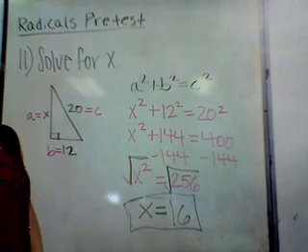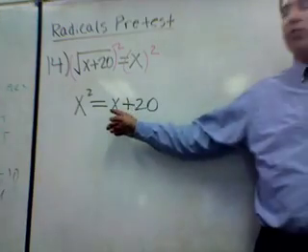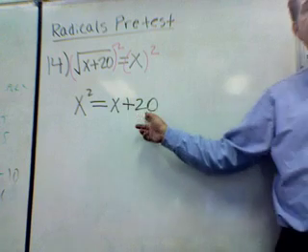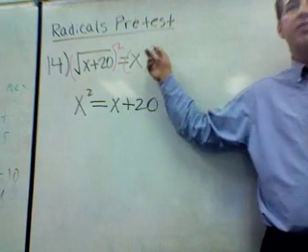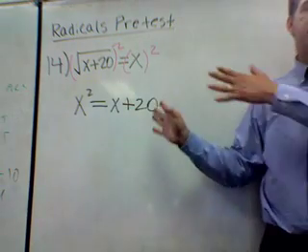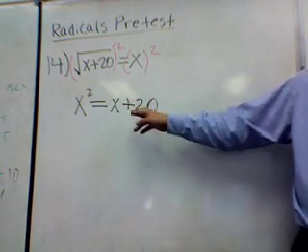As this shows, the square root of x plus 20 times the square root of x plus 20 is equal to x plus 20. And x times x is equal to x squared. So we've written exactly what it says. All that we do is switch things around a little bit. But x squared equals x plus 20.